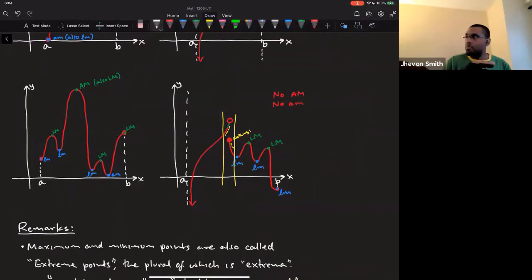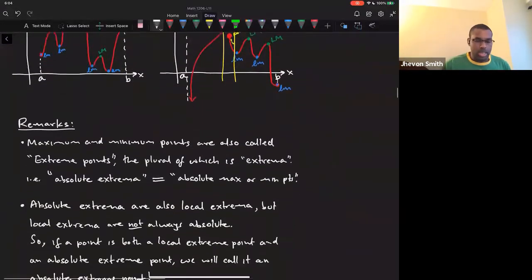So you're an absolute max if you're the biggest guy on the entire interval that you're considering. You're the absolute min if you're the smallest guy in the entire interval you're considering. And if you're just the biggest guy in some local neighborhood or the smallest guy in some local neighborhood, you are the local max and local min respectively. So we looked at that.